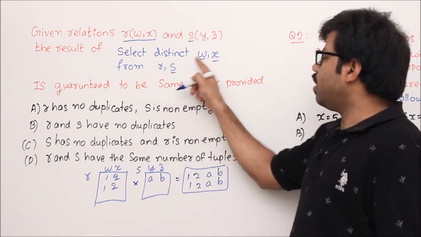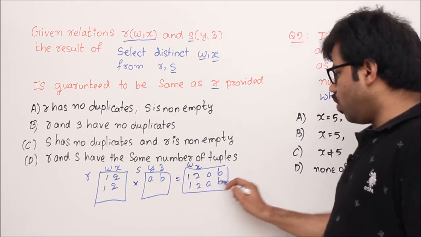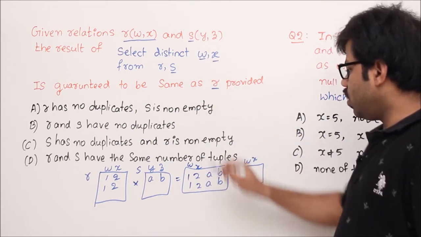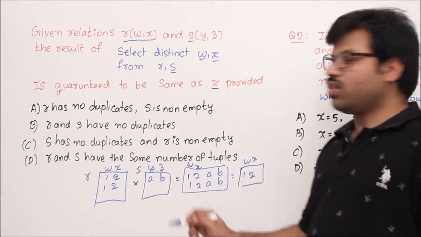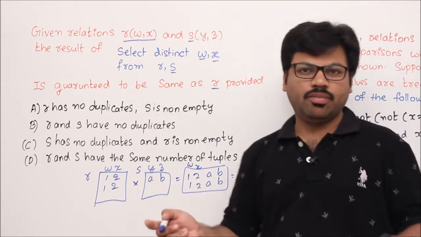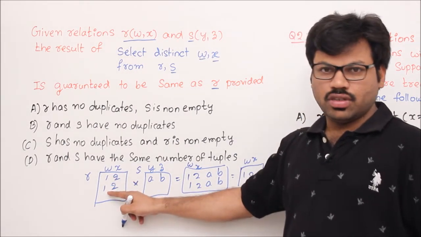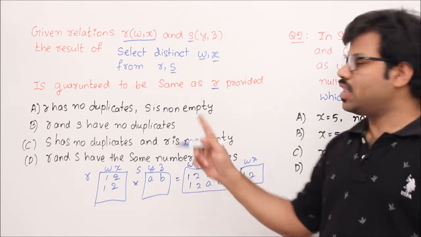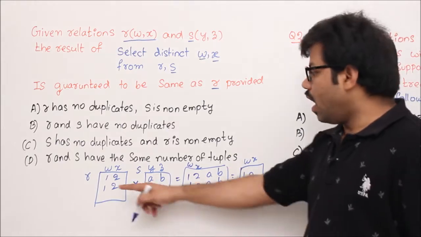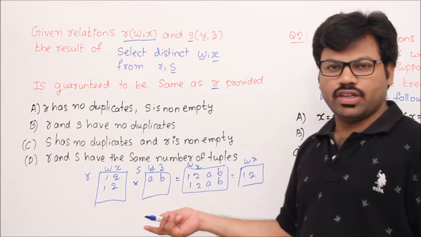Then distinct WX combinations. What are the distinct WX combinations here? 1, 2 and 1, 2. Only one combination is there. If I project WX in the output, 1, 2 will be printed. Why only 1, 2? Because you said distinct WX combination. So this 1, 2 and this 1, 2 are the same, so only one time it is printed. But we had two such tuples. Then only one is printed because of distinct. That's why I can say that it is guaranteed to be the same as R only if R doesn't have duplicates. If R has duplicates, definitely it won't provide the same answer, right?